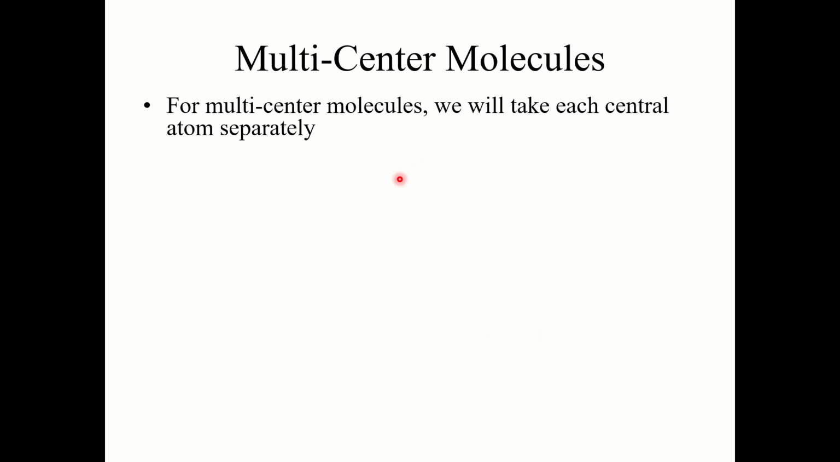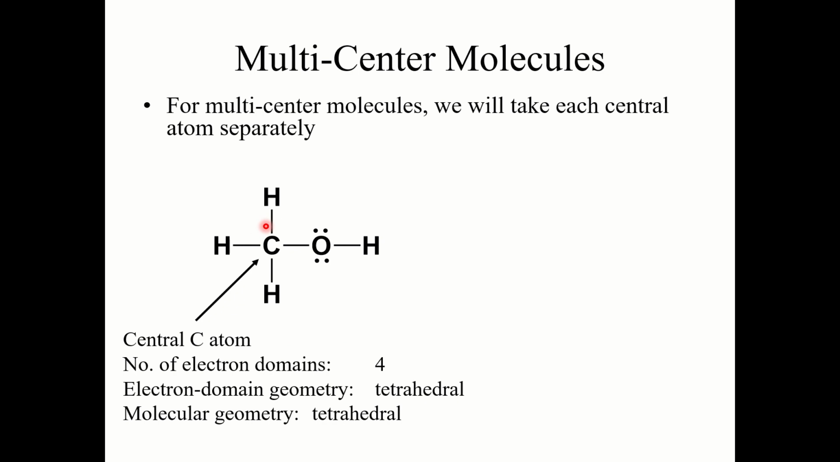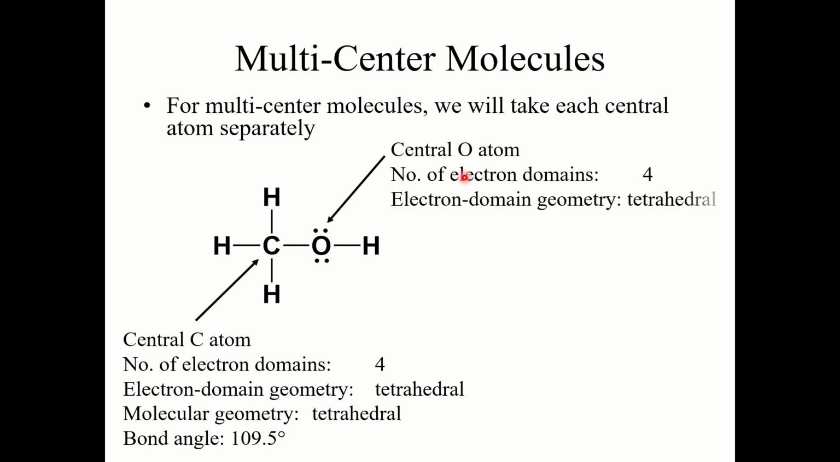Now, for multi-center molecules, you want to take each central atom separately. So, for example, this is methanol. Methanol has 2 central atoms. The carbon and the oxygen are both central atoms. So let's start with the carbon atom. It's got 4 electron domains. Its electron domain geometry is tetrahedral, and it doesn't have any lone pairs, so its molecular geometry is also tetrahedral. So the bond angle, 109.5 degrees. Now, if we go to oxygen, it also has 4 electron domains, which makes its electron domain geometry tetrahedral. However, it's got 2 lone pairs, which makes its molecular geometry bent. Thus, the bond angle is less than 109.5 degrees.